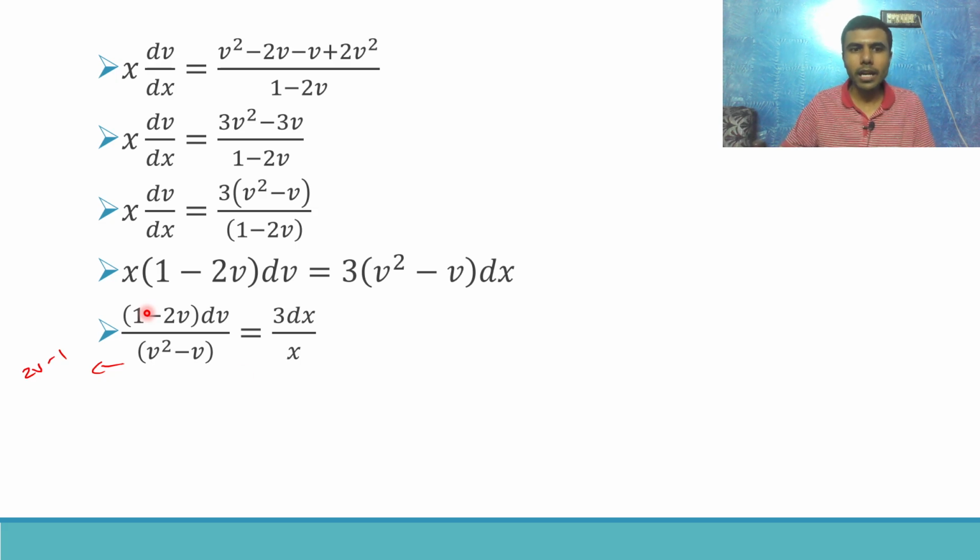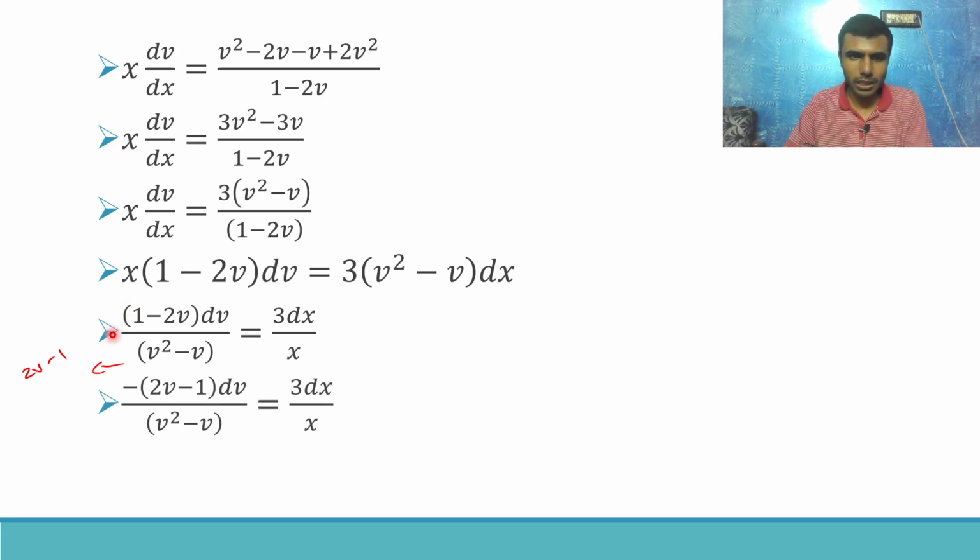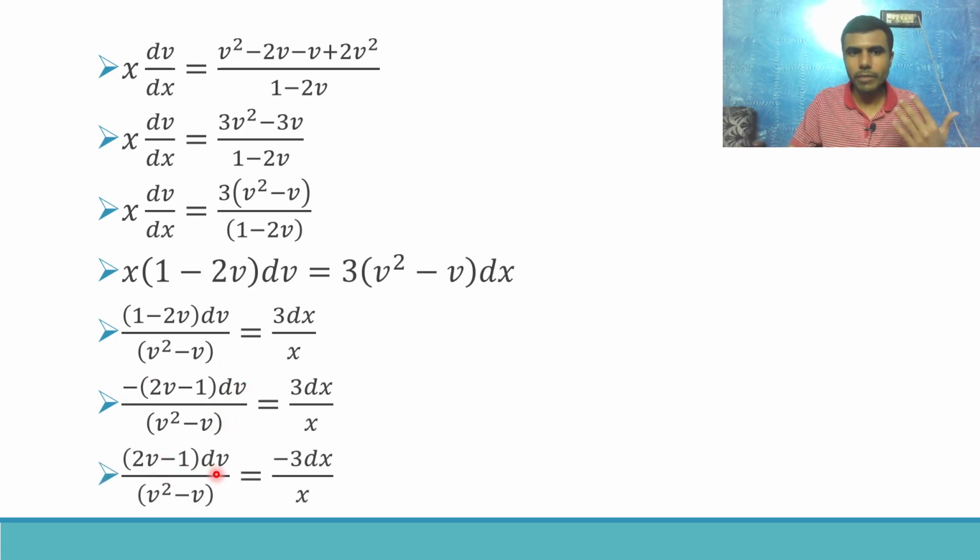On that note, I'm going to take minus common here. Minus 1 minus 2v, I can write it as minus of 2v minus 1. You can cross check by multiplying this back inside: minus of 2v minus 1 gives 1 minus 2v, and you would end up getting the previous step. Now let me erase this because some of you get confused. Now send this minus to the RHS. So 2v minus 1 dv by v square minus v is minus 3 dx by x. Now we are here.